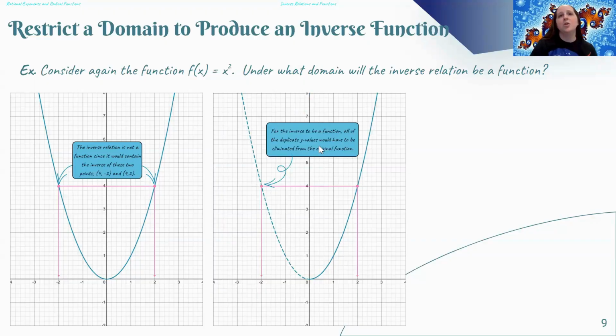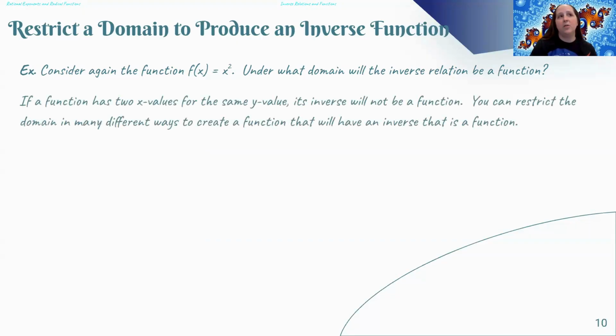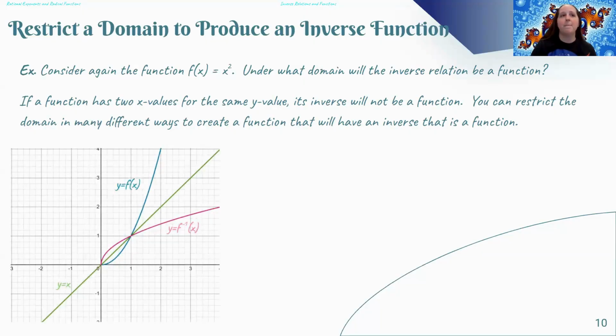Okay. So for the inverse of a function, all the duplicate y values would have to be eliminated from the original function. So I can restrict the domain of f to be x greater than or equal to 0. Okay. So when I do that and I graph it, if a function has two x values for the same y value, its inverse will not be a function. You can restrict the domain in many different ways to create a function that will have an inverse that is a function. So example, y equals f of x.